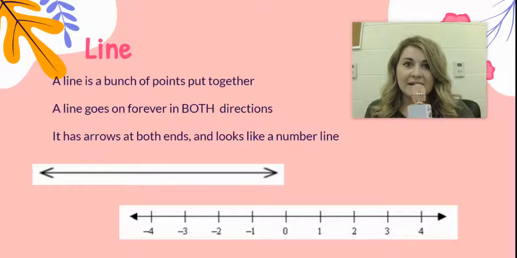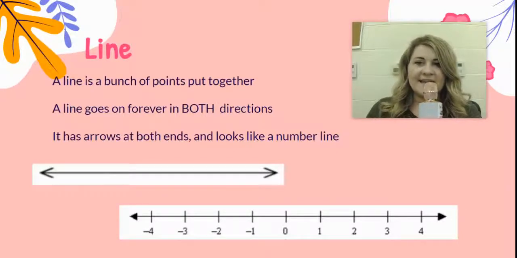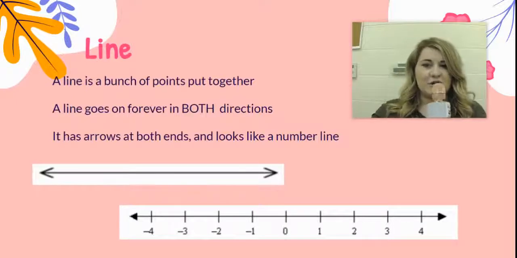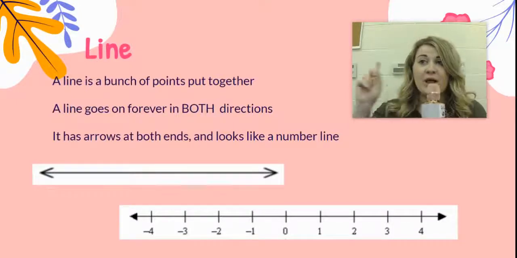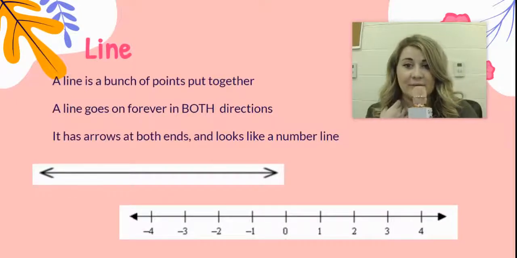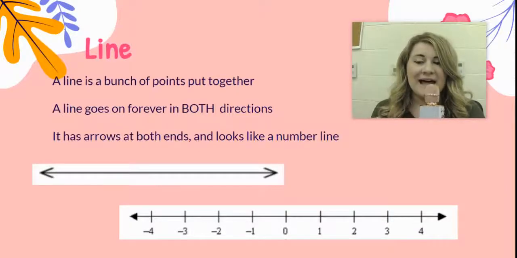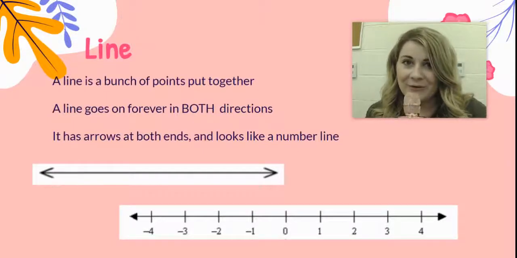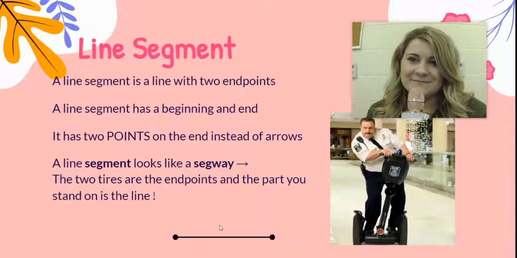So the line, really important. It's a bunch of points put together. You draw a line, and it has 2 arrows at the end. That's the most important part to remember, okay? So a line has arrows at the end because the line goes on forever, like the number line goes on forever. You're going to see why it's important for you to have arrows next.